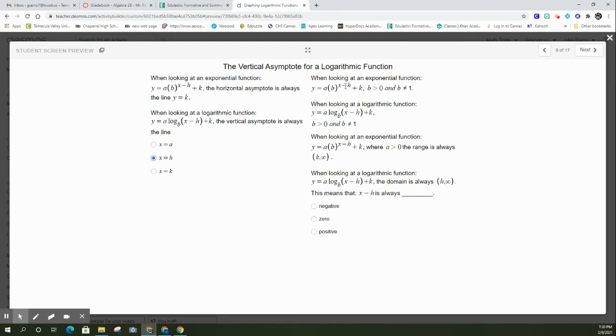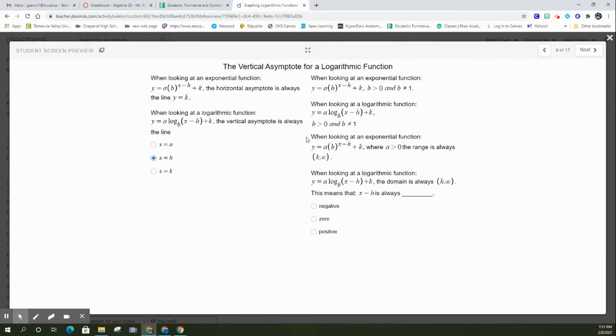A couple other true things. When looking at an exponential function, a times b to the x minus h plus k, we know that b is always positive but cannot equal 1. When we're looking at a logarithmic function, that is also true. This base in a logarithmic function cannot be negative. It's always greater than 0, and it's not 1.